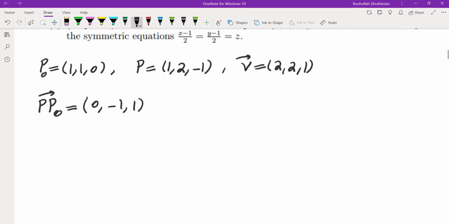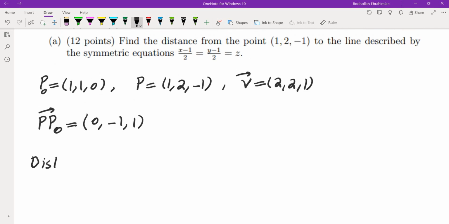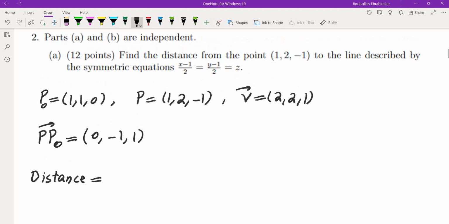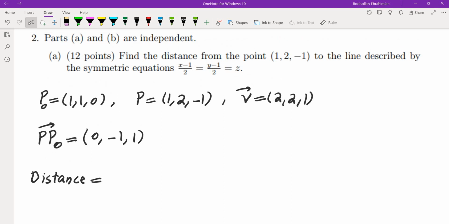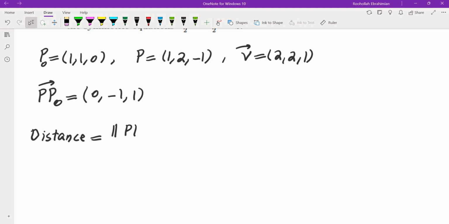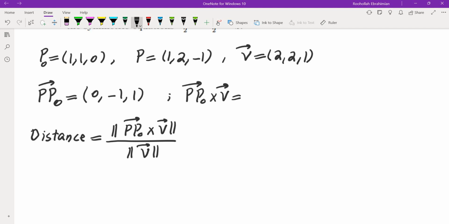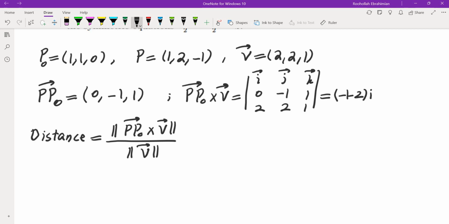Then we'll have to find the cross product of these two, because the formula for the distance from a point to a line is the magnitude of the cross product of PP0 and a direction vector, divided by the magnitude of v. So let's find the cross product. PP0 cross v is going to be the determinant with i, j, k, then 0, -1, 1, then 2, 2, 1. Eliminating the first column, we get (-1 minus 2)i minus (0 minus 2)j, and then plus (0 plus 2)k.